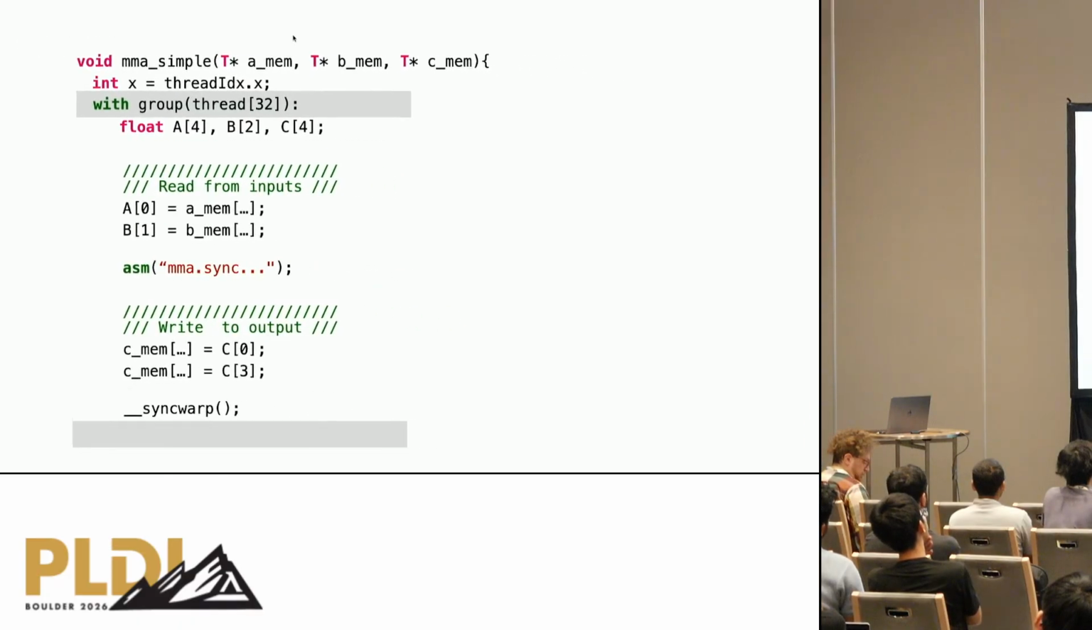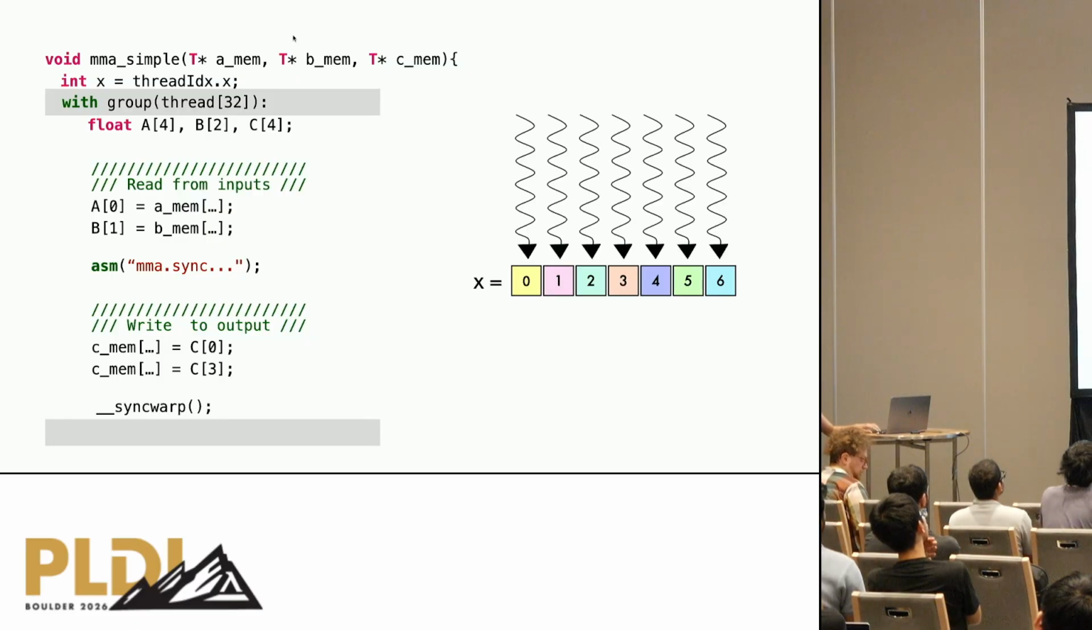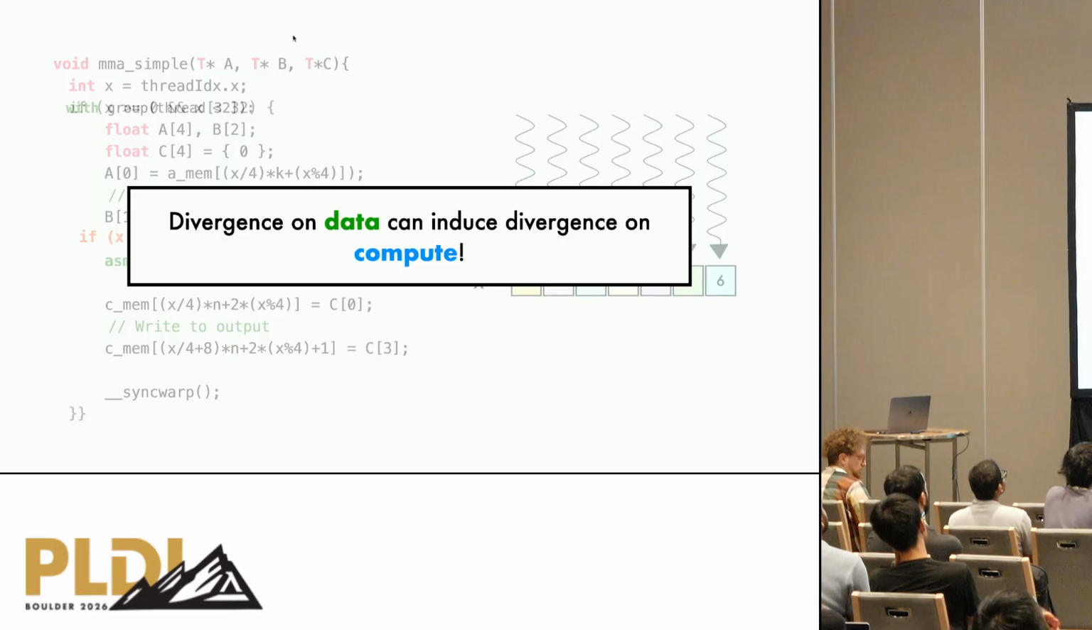Actually, as it stands, I can make it so that this is not true. If I just look at that x variable that contains different values and simply branch using that value, well, then the tensor core operation is in trouble. That's going to be undefined behavior now. And in general, this is going to be a problem for us, because you can use divergence on data to induce divergence on compute.